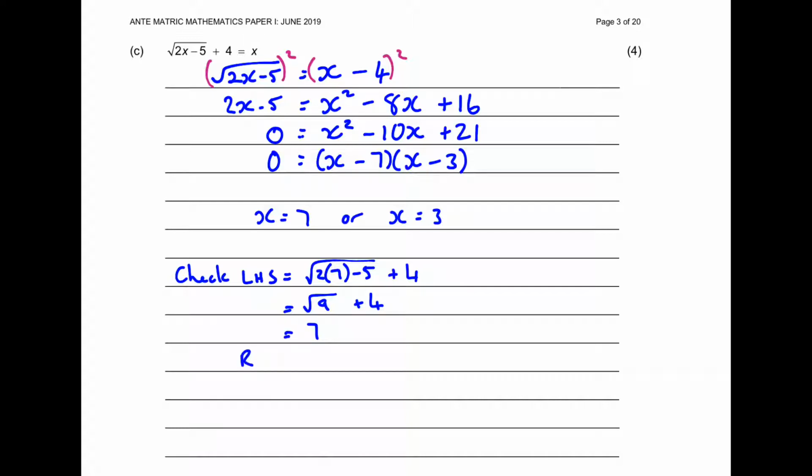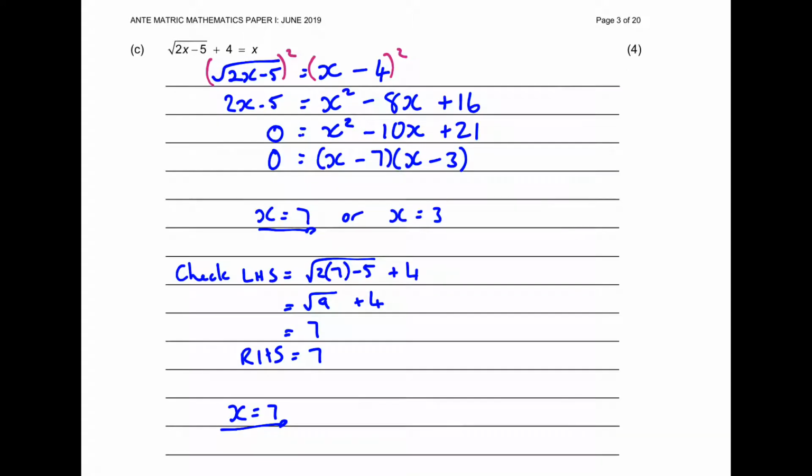On the right-hand side, we just have x, which is 7. So x equals 7 is a valid solution because it checks out for the left and for the right. All right, let's check solution x equals 3.